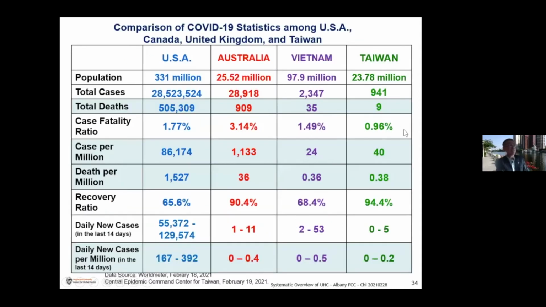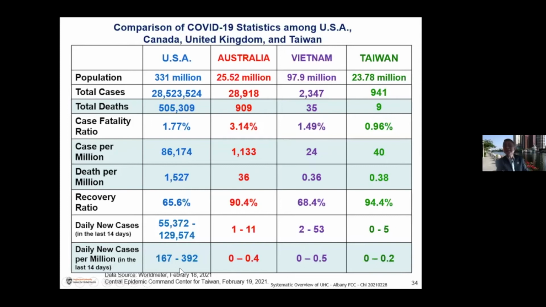So this is a quick comparison of the US, Australia, both big continents, and then Vietnam and Taiwan. These 3 countries are relatively successful in pandemic control compared with the US. So this is the total deaths across these 4 countries, and adjusted for population, these are cases per million. US, over 86,000. Australia, a little bit over 1,000. Vietnam, 24. Taiwan, 40. And then the deaths per million: US is 1,500. Australia, 36. Vietnam, 0.36. Taiwan, 0.38.